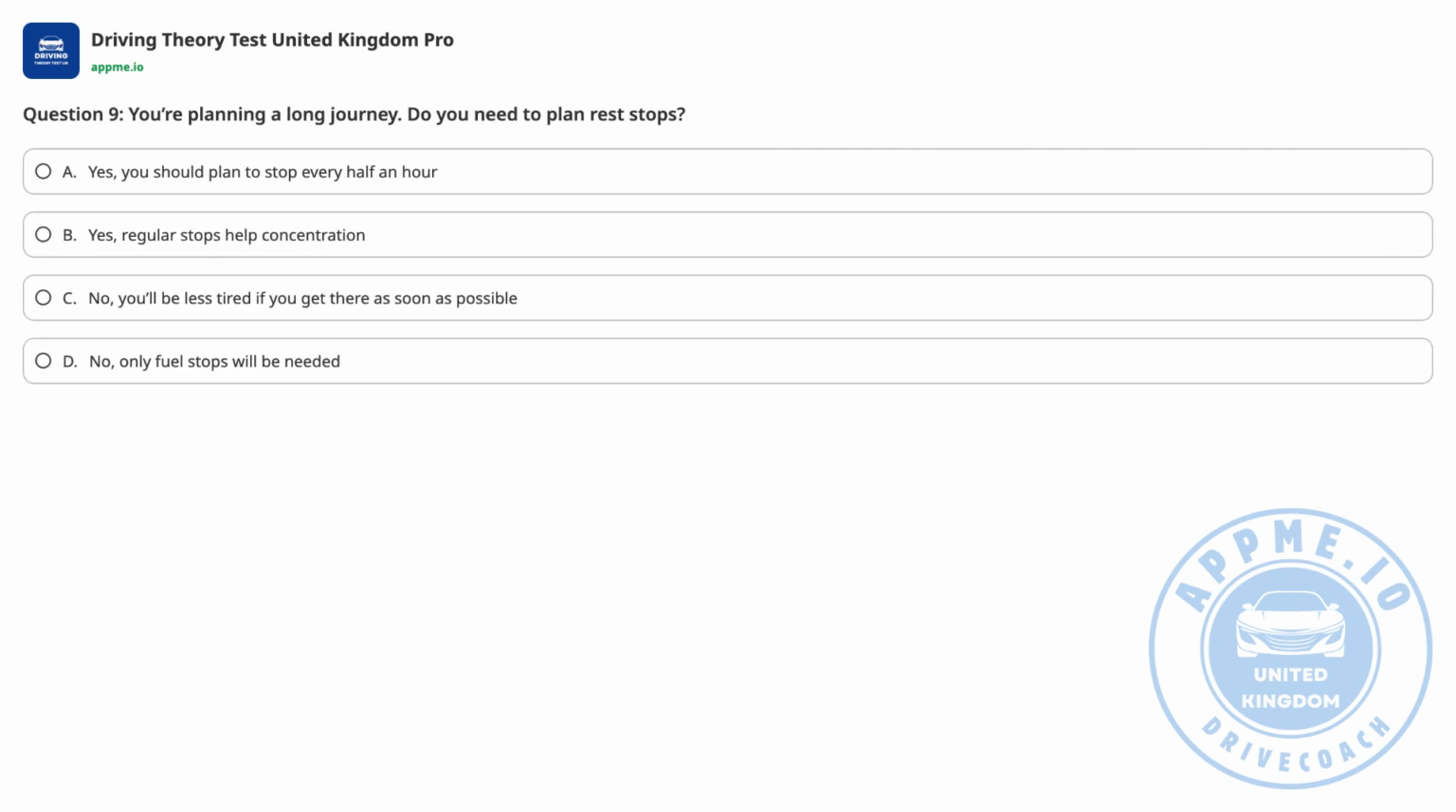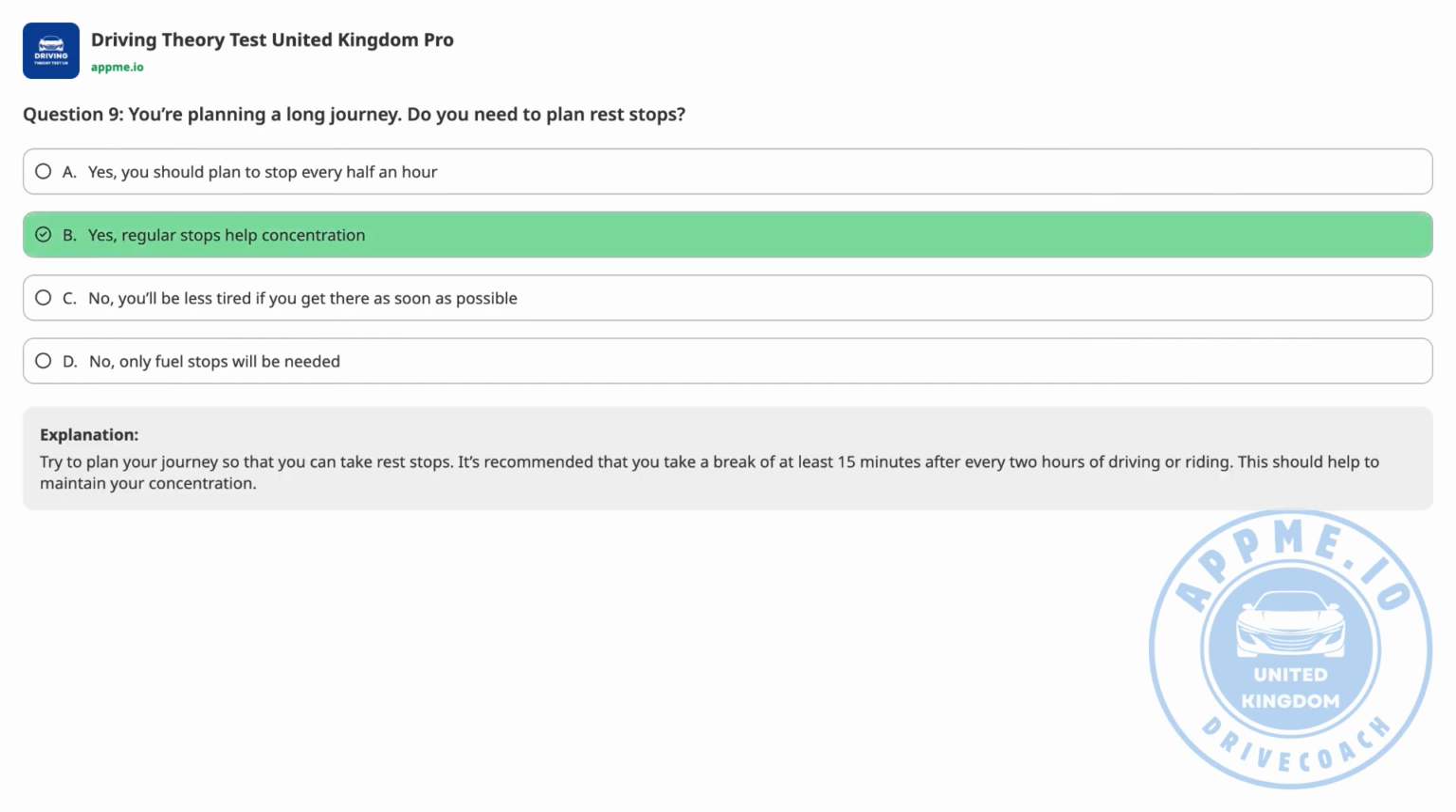Question 9. You're planning a long journey. Do you need to plan rest stops? A. Yes. You should plan to stop every half an hour. B. Yes. Regular stops help concentration. C. No. You'll be less tired if you get there as soon as possible. D. No. Only fuel stops will be needed. The correct answer is B.